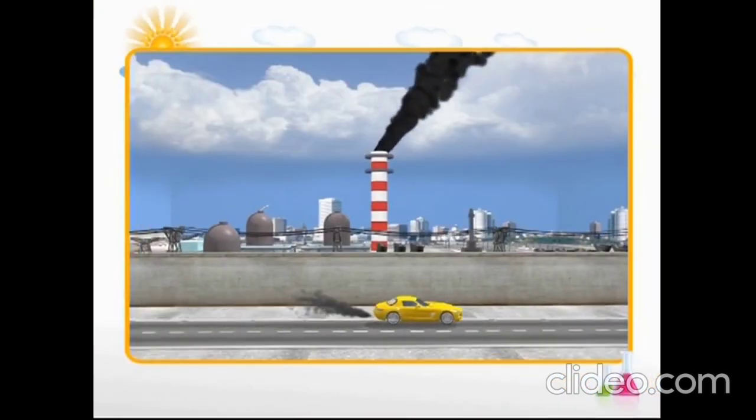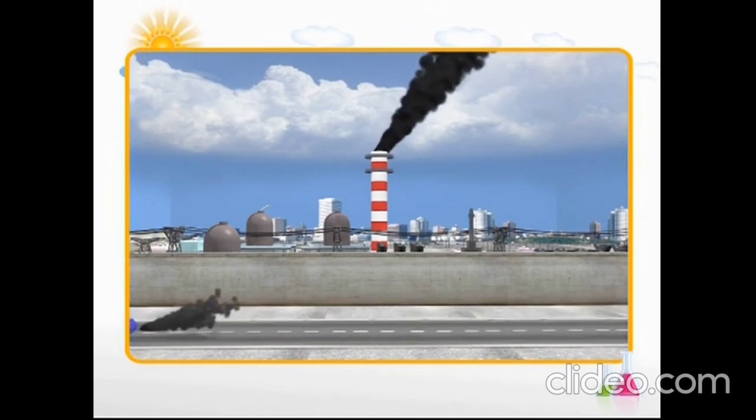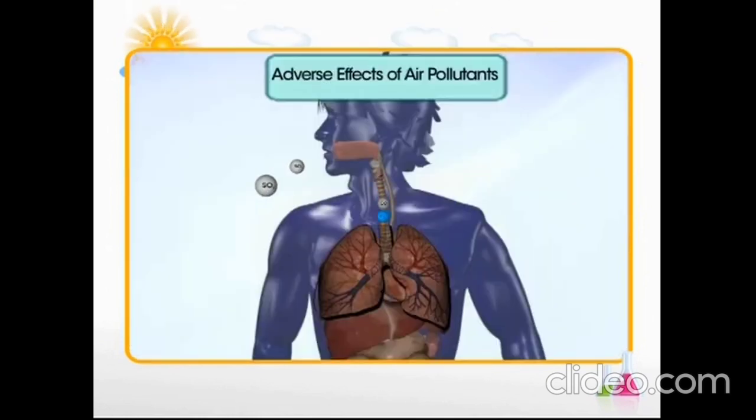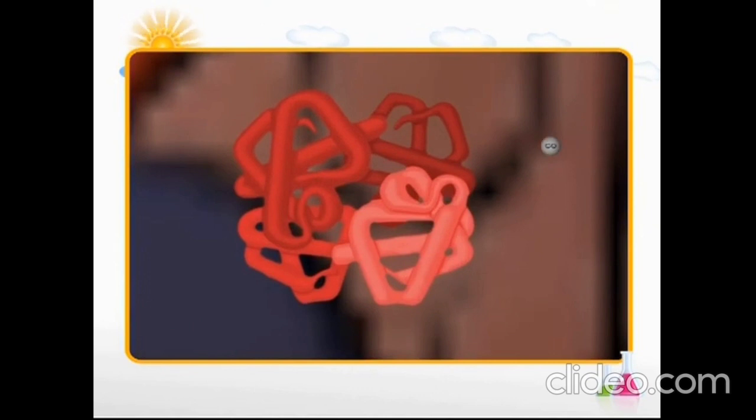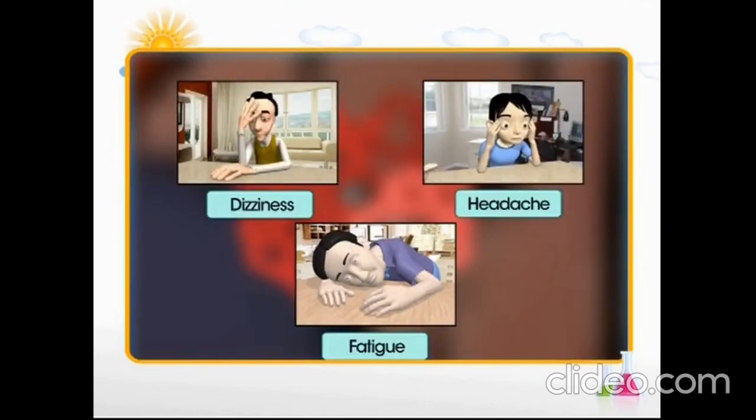Now that we have learned about air pollutants, let us now learn about the adverse effects that these pollutants have on us. Carbon monoxide, when inhaled, binds to the hemoglobin in the blood and forms a compound called carboxyhemoglobin. This compound severely hampers the transport of oxygen by blood to the various body parts. Low concentration of carbon monoxide in blood can result in dizziness, headache and fatigue. High concentration, however, is fatal and may lead to death.